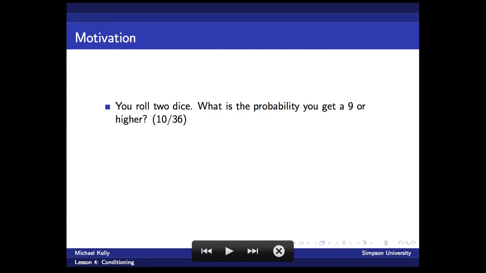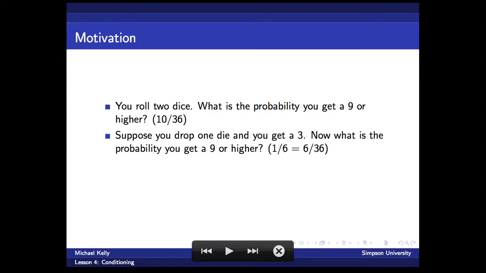But suppose we change the scenario a little bit, and we roll the dice one at a time. So on the first die we get a 3. What's the probability of getting a 9 or higher? Well, you can intuitively figure this out. If the first roll is a 3, the only way to get a 9 or higher is to get a 6 on our second roll.